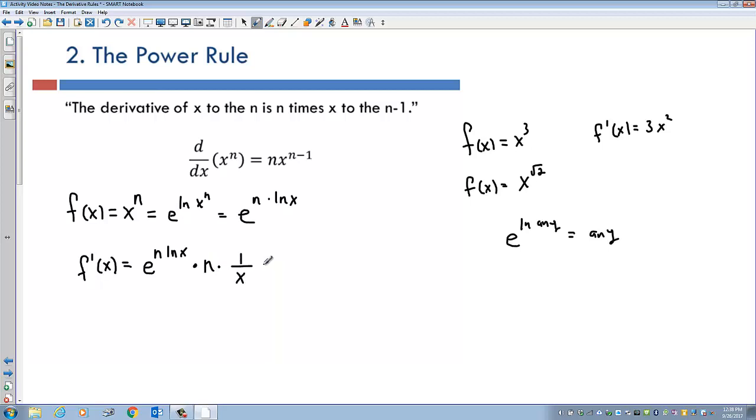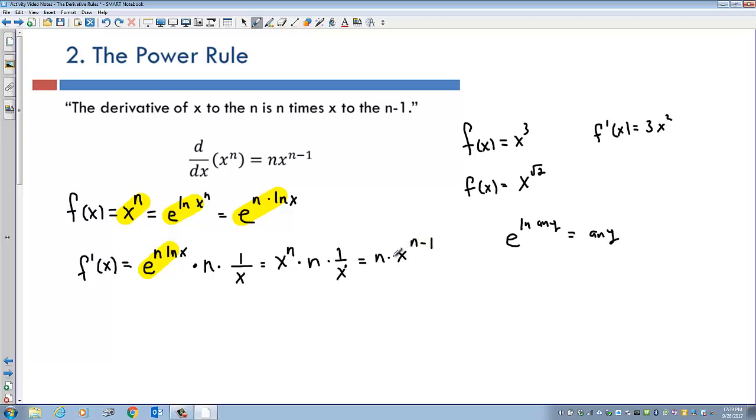And so then this is equal to, so now remember, this thing here, which is the same as this thing here, which is really x to the n. So we can rewrite this as x to the n times 1 over x, and then just rearrange the terms. So you get n times x to the, you have an n here and a 1 down here, so you subtract exponents, so you get n minus 1.